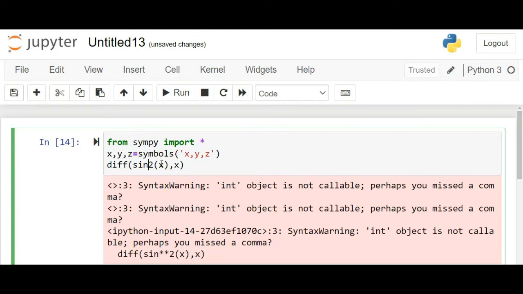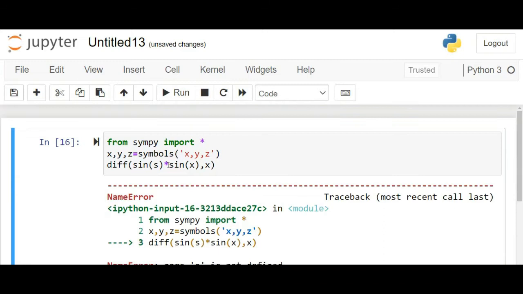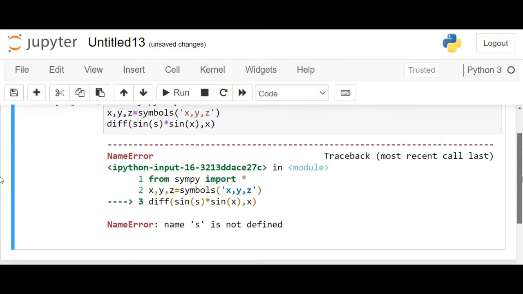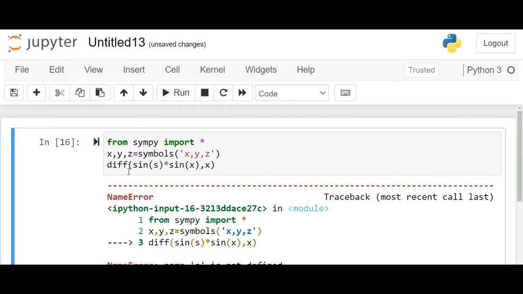Or if I write sine square of x like this, again it is not working. Sine square of x is just like sine of x multiplied by sine of x. Then control and enter, and then we have the derivative of sine square x. So this means that there is a different way to find the derivative of sine square x.